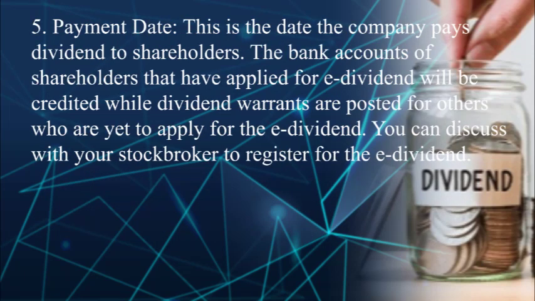5. Payment date. This is the date that the company pays dividends to shareholders. The bank accounts of shareholders that have applied for e-dividends will be credited, while dividend warrants are posted for others who are yet to apply for the e-dividend. You can discuss with your stockbroker to register for the e-dividend.